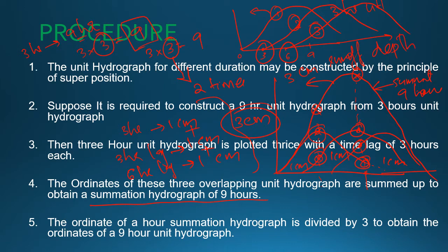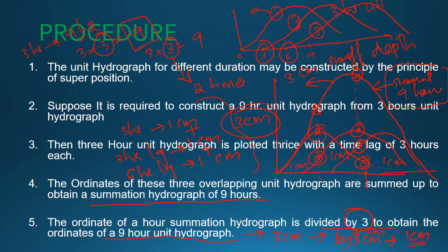So to obtain a 9-hour unit hydrograph from this summation hydrograph of 9 hours, you have to divide the ordinates of the summation hydrograph by 3, that is 3 centimeter, to obtain the ordinates of a 9-hour unit hydrograph. That is, the summation hydrograph has a runoff depth of 3 centimeter. To convert that to a unit hydrograph, you have to divide the ordinates of the summation hydrograph by 3 centimeter to convert the runoff depth to 1 centimeter.